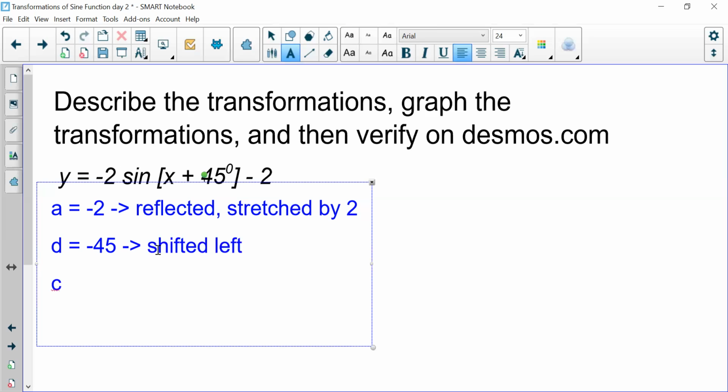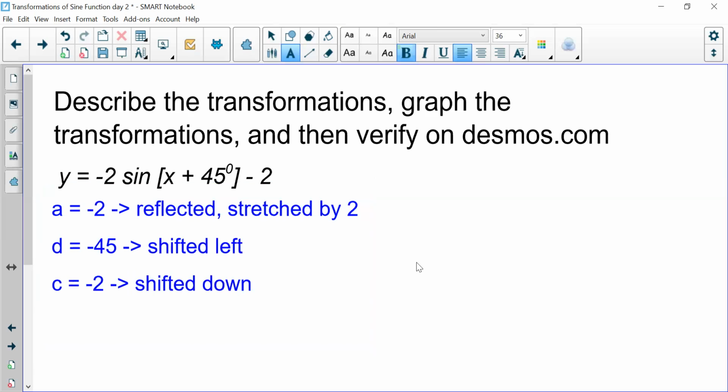And then my C value is -2. So what do you think it's done as far as shifting up or down? Down. Good. Okay, so let's plug this in. We think it's going to be reflected and stretched. We think it's going to be shifted left and also shifted down. So let's just take a look here on Desmos to see if we're right.